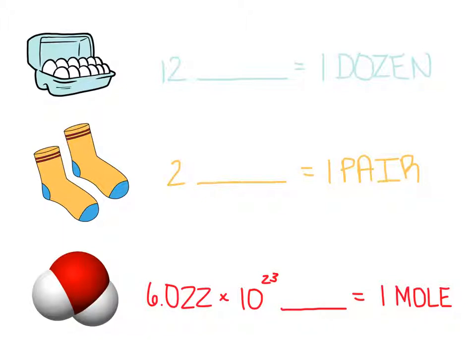Avogadro's number works the same way. It says that 6.022 times 10 to the 23rd of anything equals 1 mole. So here, the mole parallels your dozen or pair as a unit of measurement. So clearly the mole talks about really large amounts.